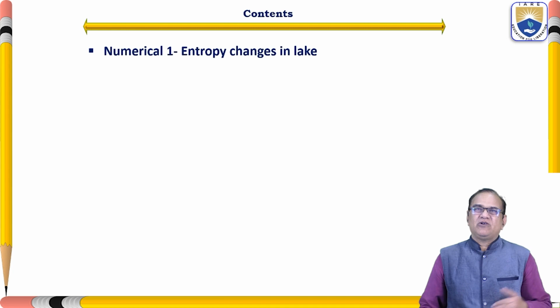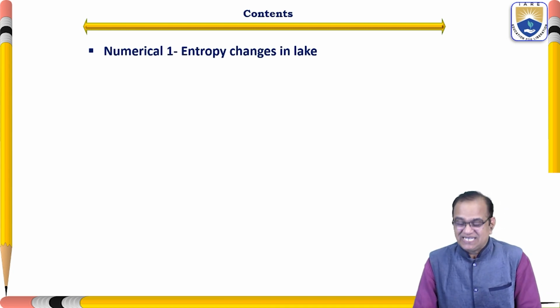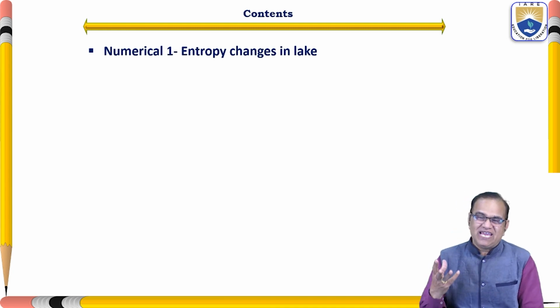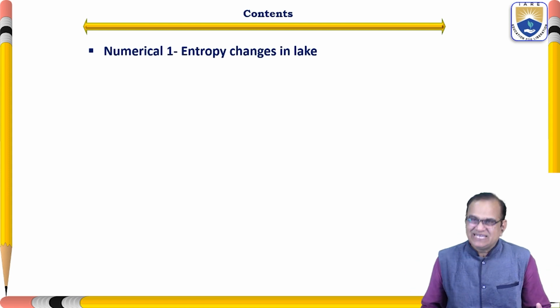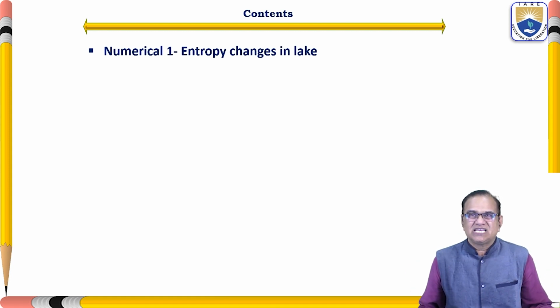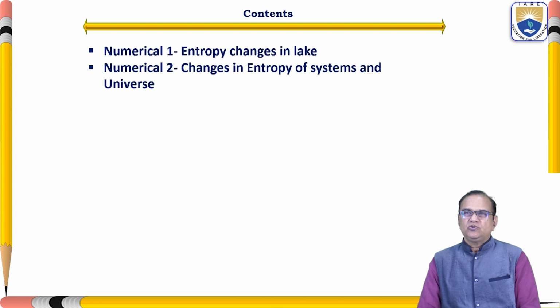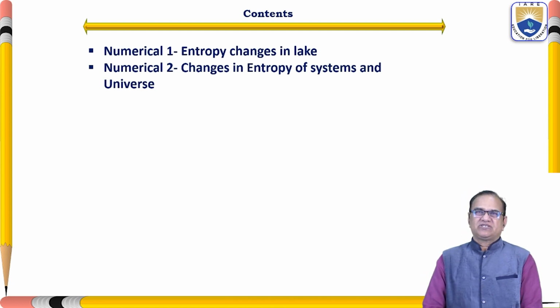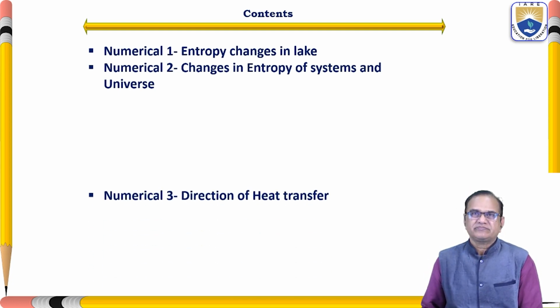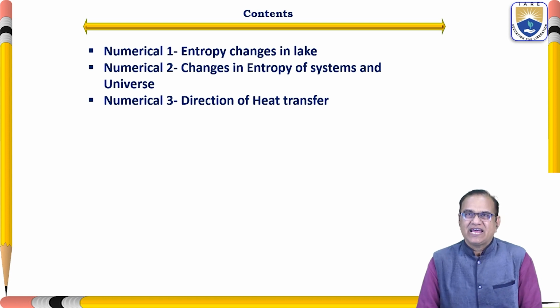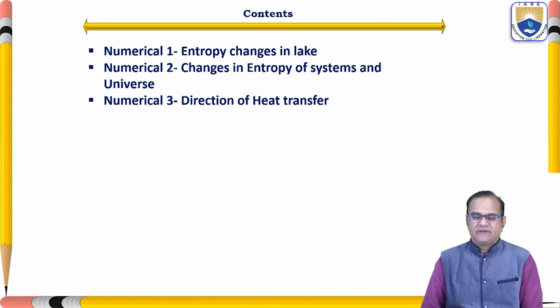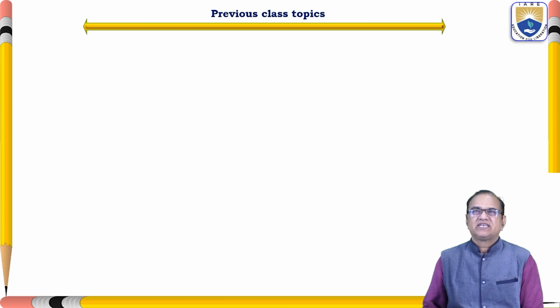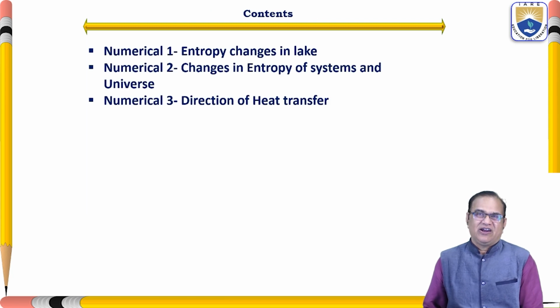In this we have numerical one, entropy changes in a lake. So we will have a lake, and from there, how much entropy is changed; a numerical is there on this basis. Numerical 2, changes in entropy of systems and the universe. Numerical 3, direction of heat transfer. This will be our topic.